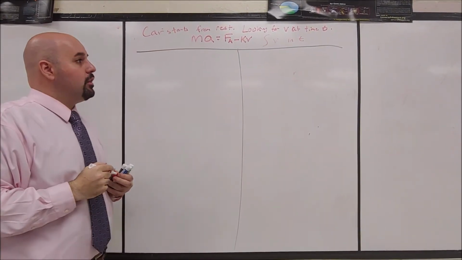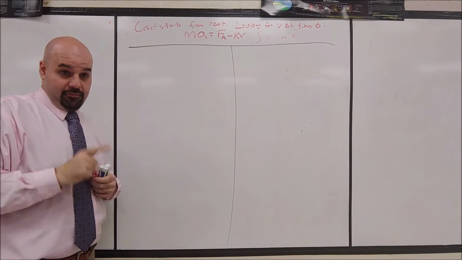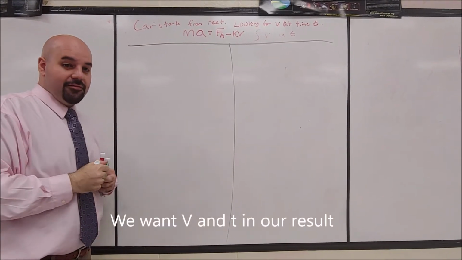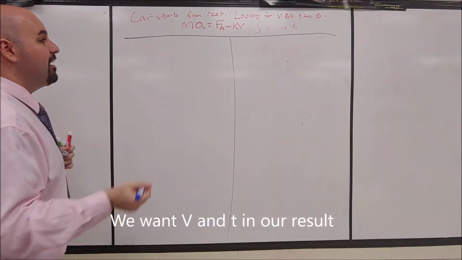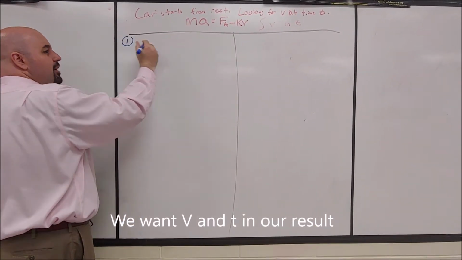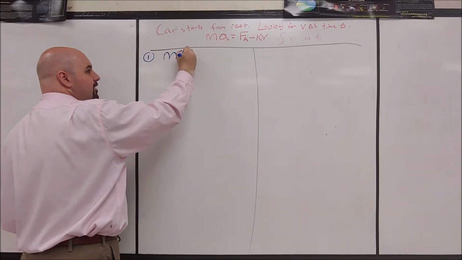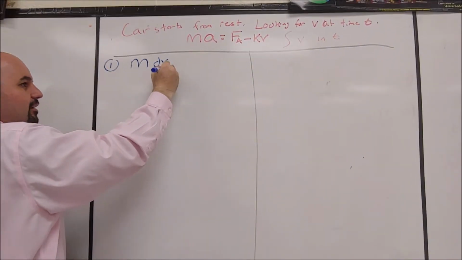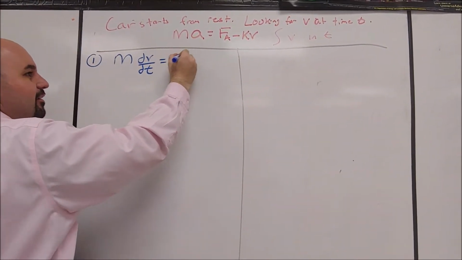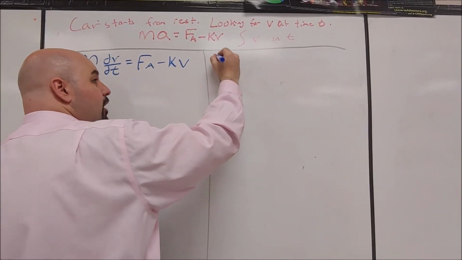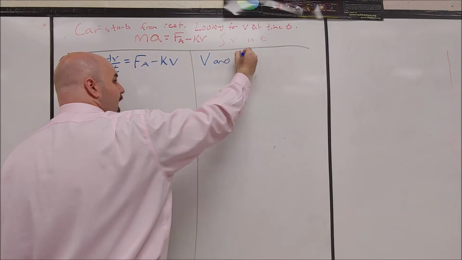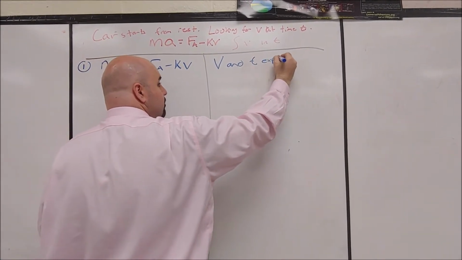So the whole point of doing this is to get velocity and time in there. Is that what you're saying, sir? Yeah, because acceleration is just a change in velocity over a change in time. So the first thing you should always do is rewrite that as dv over dt. The reason we do this is because we want velocity and time expressed.